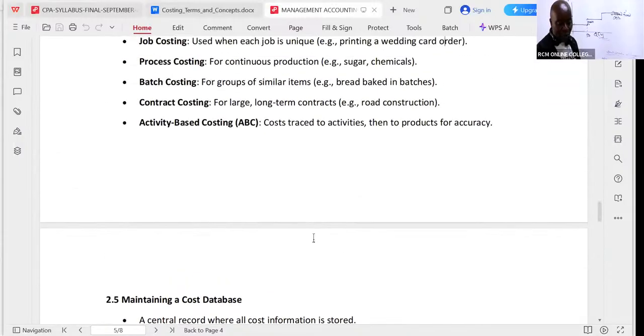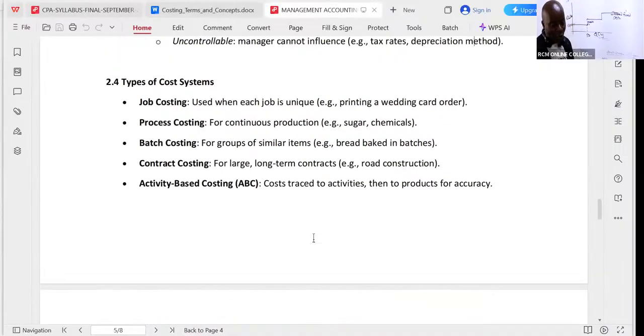Now, with your permission, I will go to 2.4. We're almost finishing. I told you I don't spend more than 30 minutes to teach. So 2.4, types of cost systems. We're going to be having costing systems here.